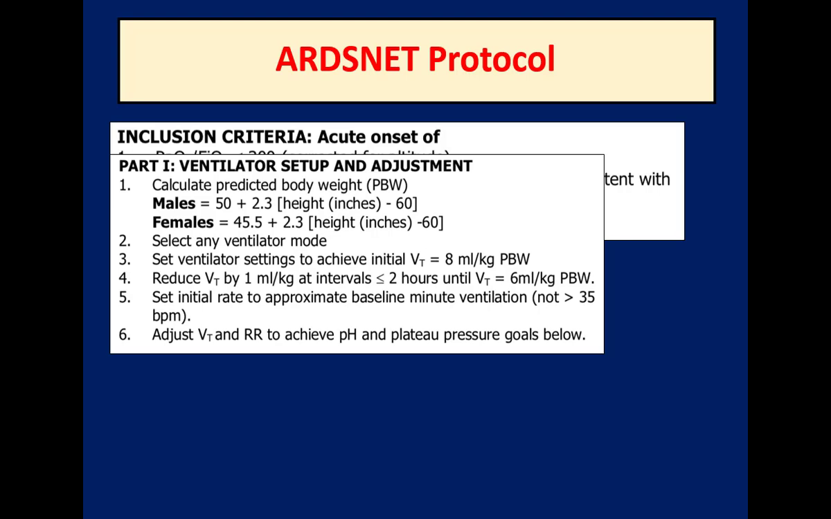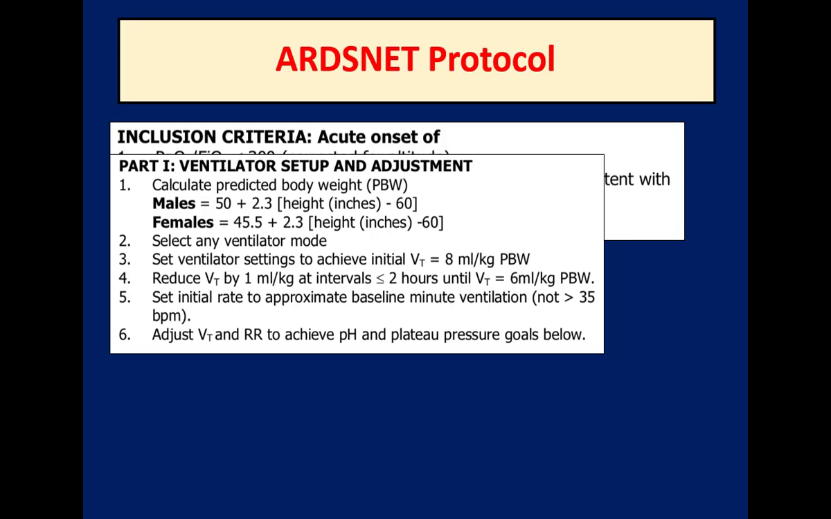Ventilation setup and adjustment: calculate the predicted body weight. For males, 50 plus 2.3 times height in inches minus 60, so for heights above 60 inches you will calculate this. For females, 45.5; you can omit the .5 and just remember 45 plus 2.3 times height in inches minus 60. Select any mode of ventilation. It is not that you must select volume control or pressure control. There is no study which says which one is superior; the best mode is the one you are well versed in.